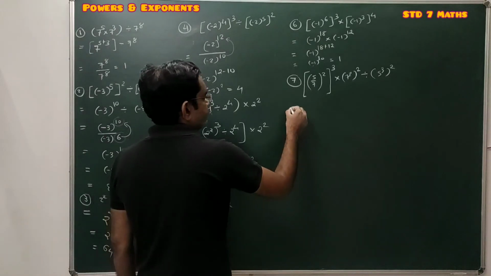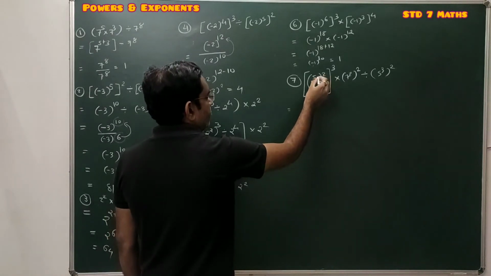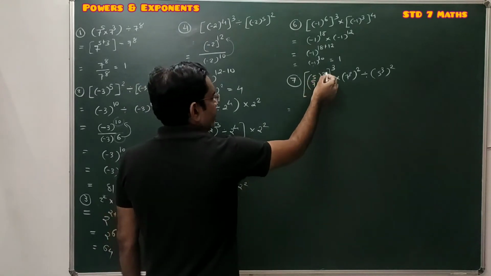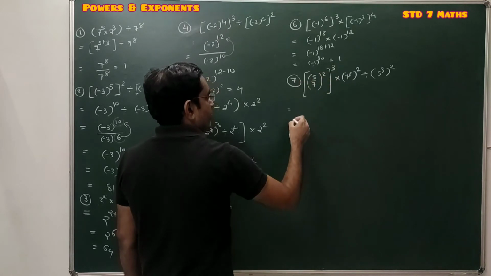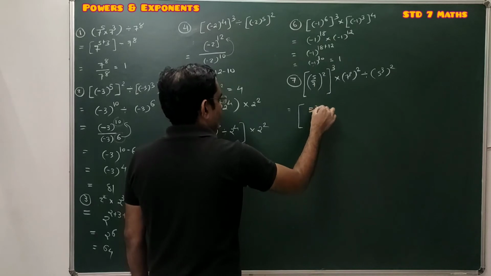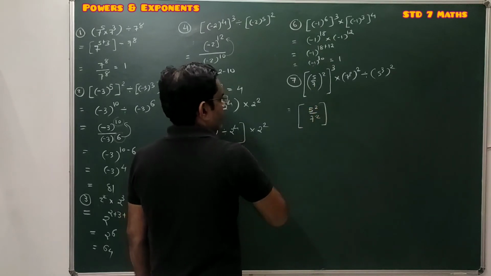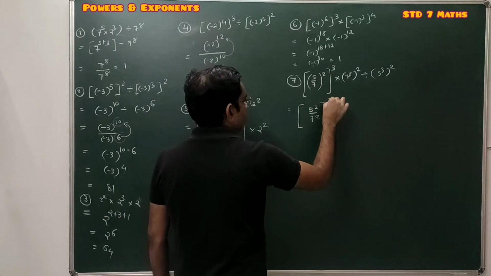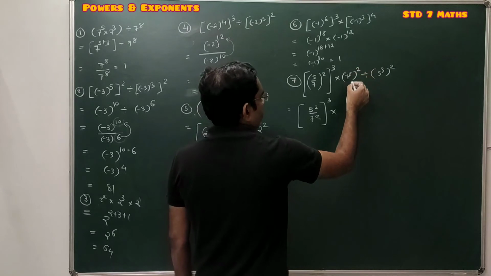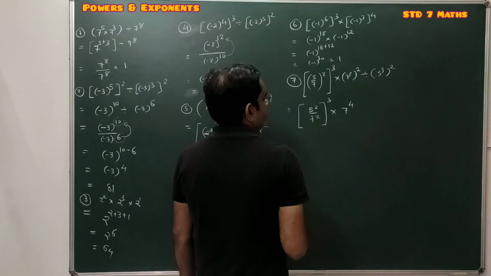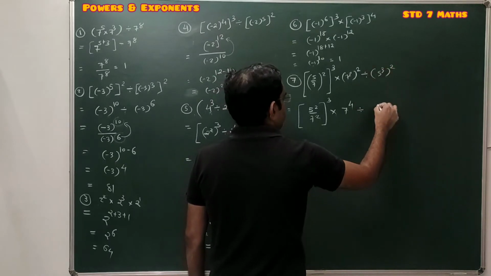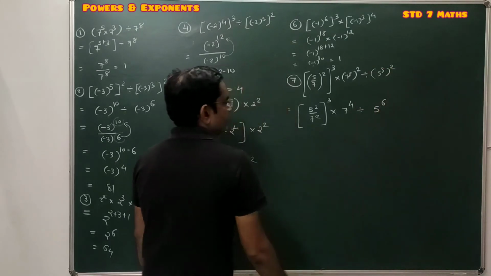So now first we will apply this exponent law. It's a power of division. Power of division says that we can apply that power to the numerator as well as the denominator. So it will be 5 square upon 7 square, whose power is 3, multiplied by, again power of power multiplication, 7 raised to 4 divided by 5 raised to 3 whose power is 3. So it's 5 raised to 6.